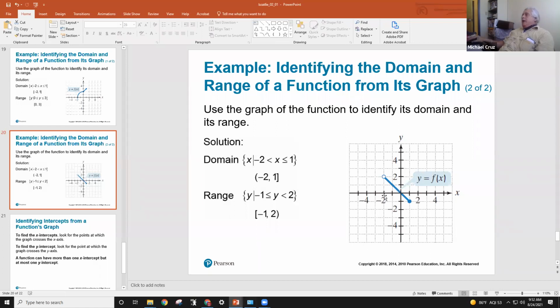So on the x-axis, we're going to use the value of -2, but we don't put an equal sign underneath there. It's just the less than. And then going up on the other end, it goes up to 1. That one has a filled in circle, and it includes that 1. So -2 to 1, not including the -2.